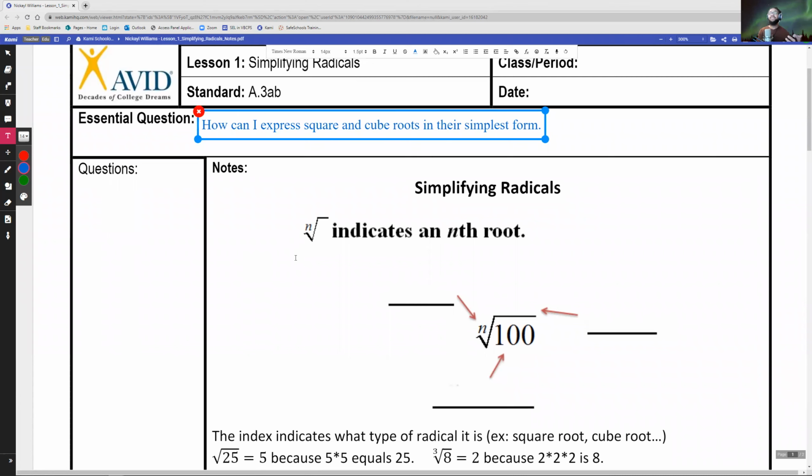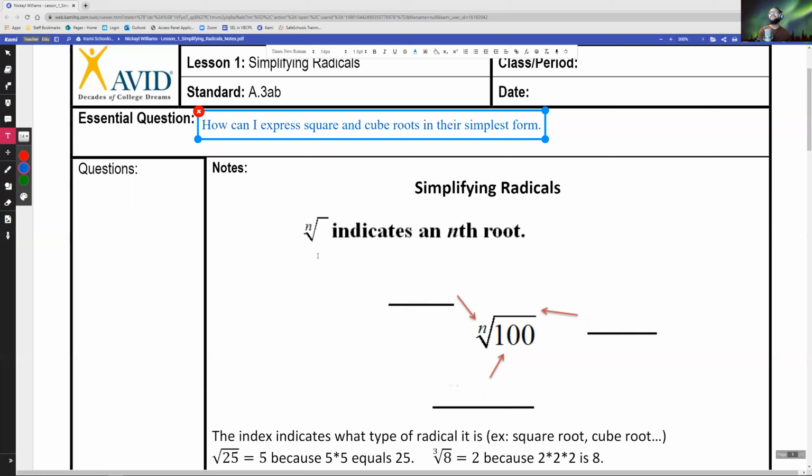So first, let's go ahead and look at the basic vocabulary that we're going to have. It has n, and then the root sign indicates the nth root, and all that n means is it's kind of a placeholder. That n could be a 2, it could be a 3, it could be a 10, it could be a 12. For this lesson, it'll either be a 2 or a 3. So we'll deal with square roots, which is 2, or cube roots, which is 3.